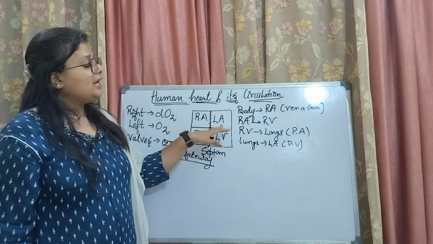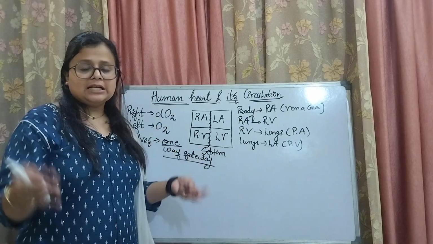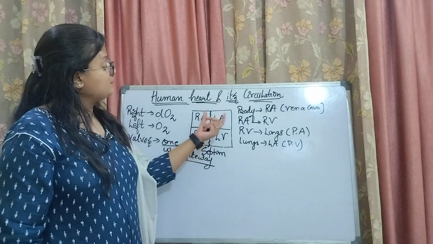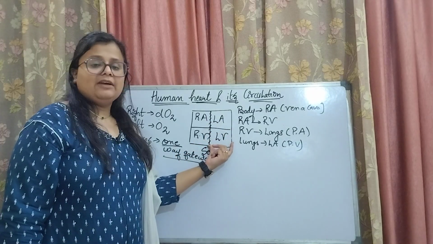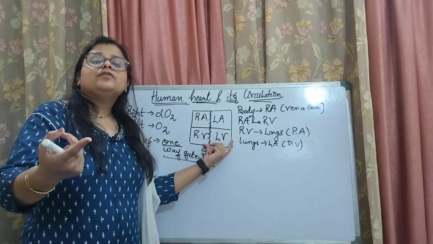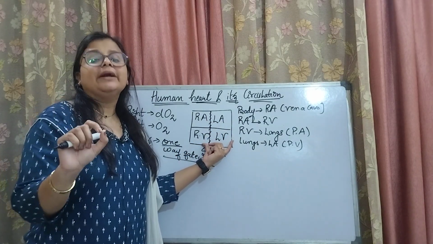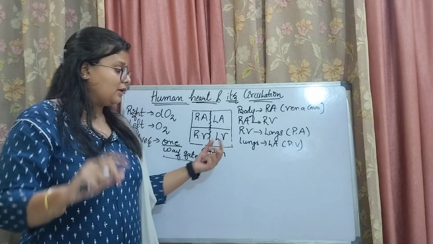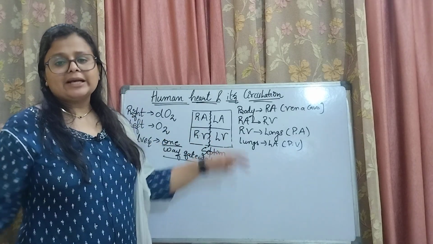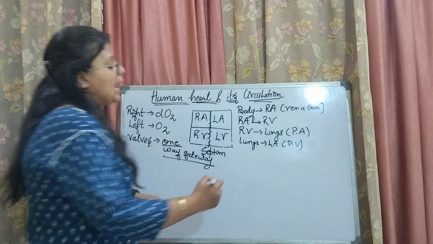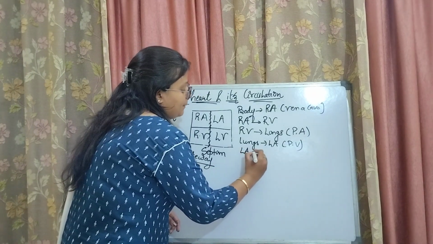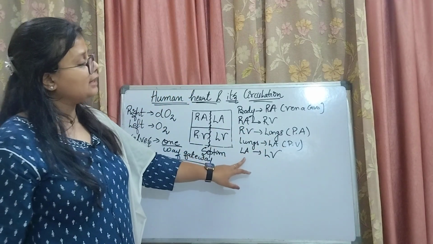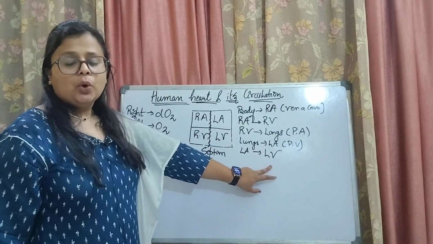Now what happens when the left auricle receives a large amount of blood? There is an increase in pressure, and there is also a valve present between the left auricle and left ventricle. What is the name of that valve? That is the bicuspid or mitral valve. So due to the pressure, the bicuspid or mitral valve opens and the blood passes from the left auricle to the left ventricle.